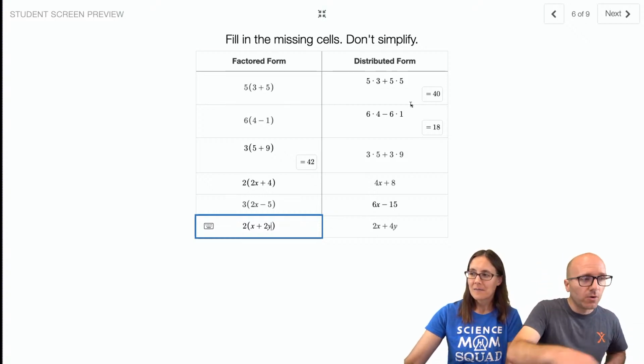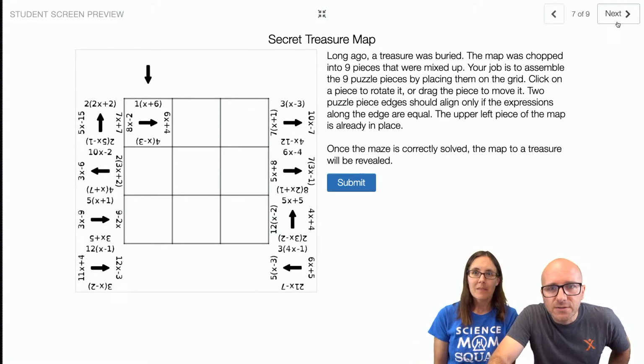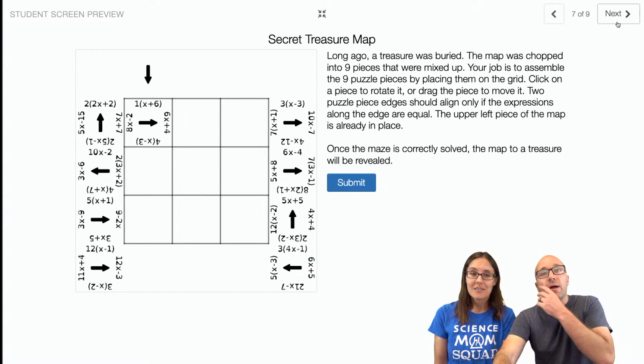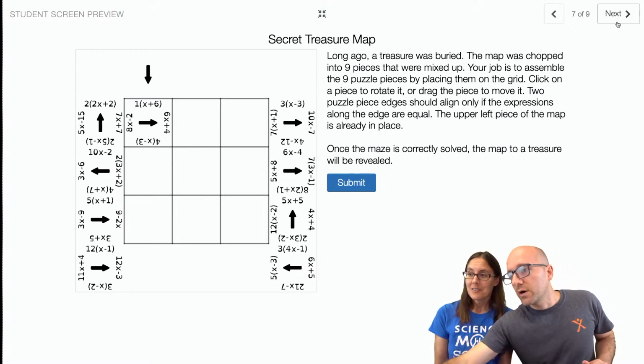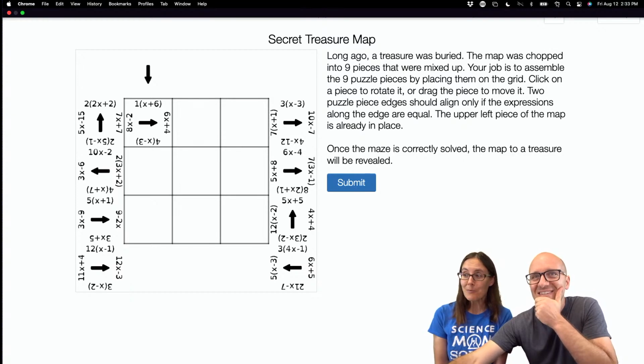Nicely done, everyone. Okay, we have been working long and hard to get to screen number 7, with a secret treasure map. Okay, so how does this work? Long ago, a treasure was buried. The map was chopped into 9 pieces that were mixed up. Your job is to assemble the 9 puzzle pieces by placing them on a grid.